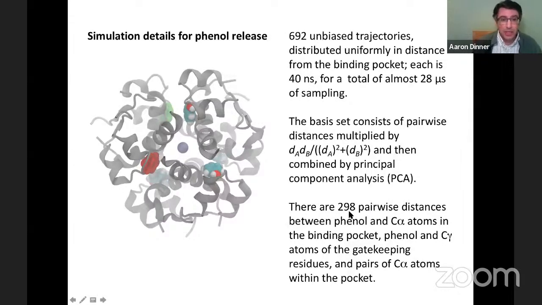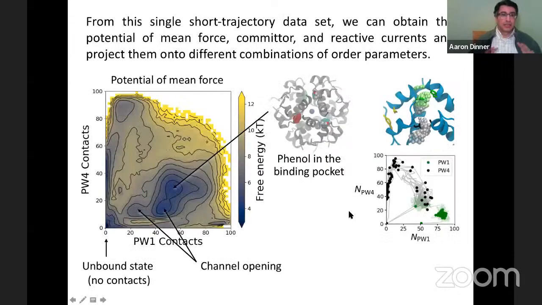Okay. All right, so now we can apply our method. We can compute potential of mean force, reactive current, and committor. I'm going to show you each one of those in turn. I'm going to show you them projected onto counts of contacts along pathway 1 and pathway 4, because that provides a pretty good separation of 4 of our pathways, actually 1 and 1A and 4 and 4A.